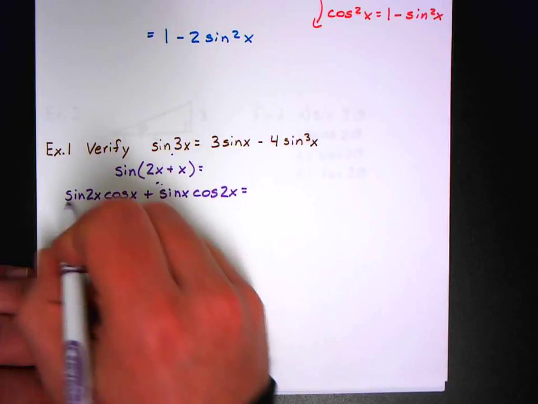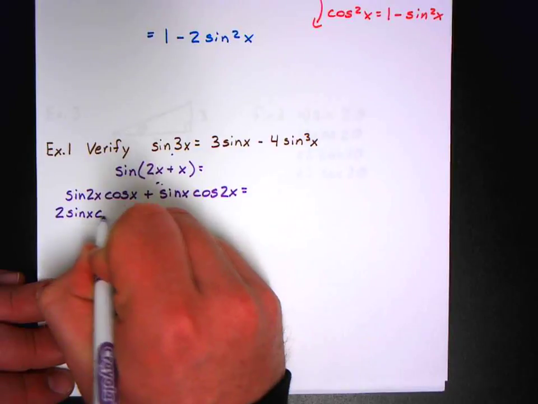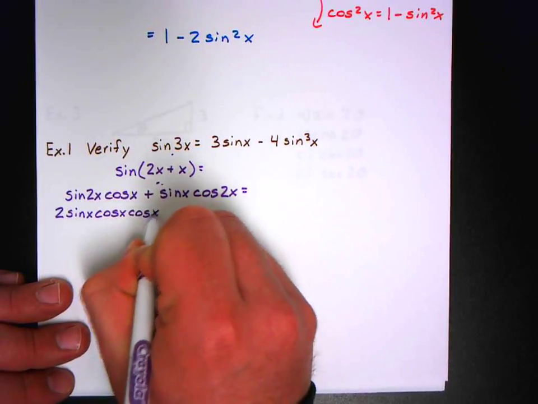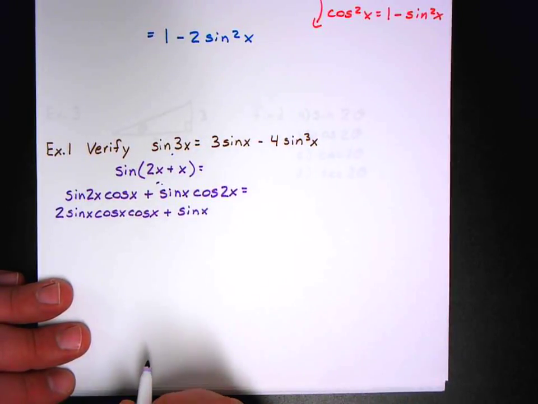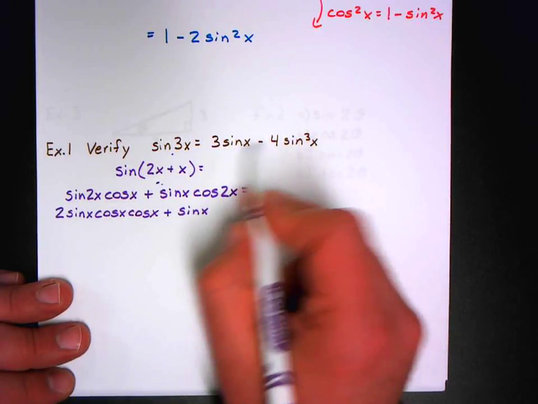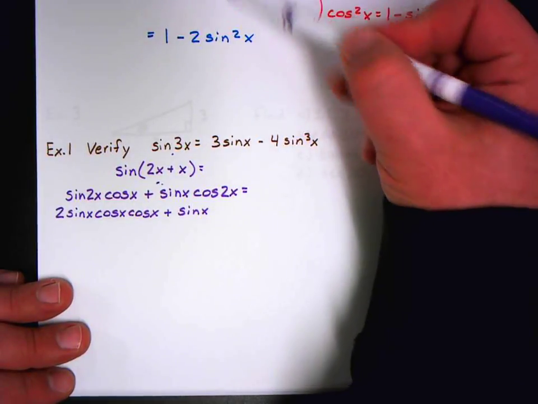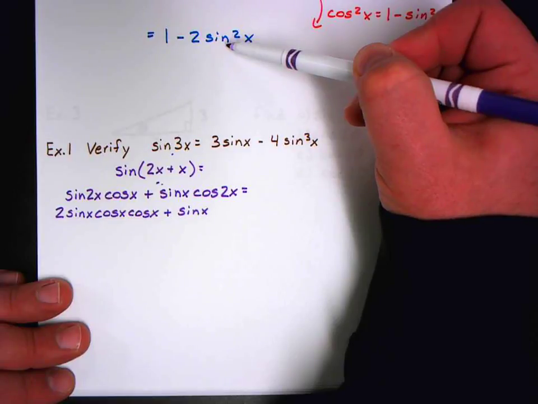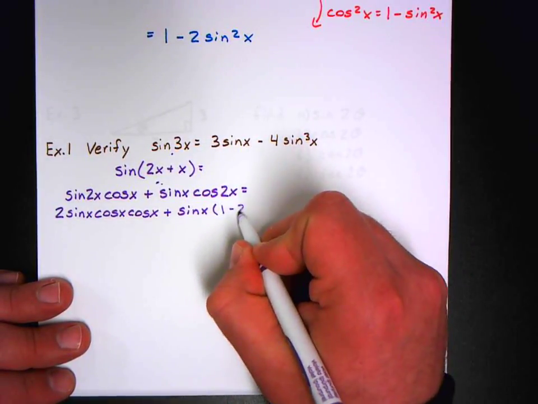So sine 2x is 2 sine x cosine x, and then I have another cosine x plus sine x, let's see, cosine 2x. Now, everything over here is sines, correct? So which formula up here do I want to use? The 1 minus 2 sine squared, because I want to get rid of as many of those cosines as I can.